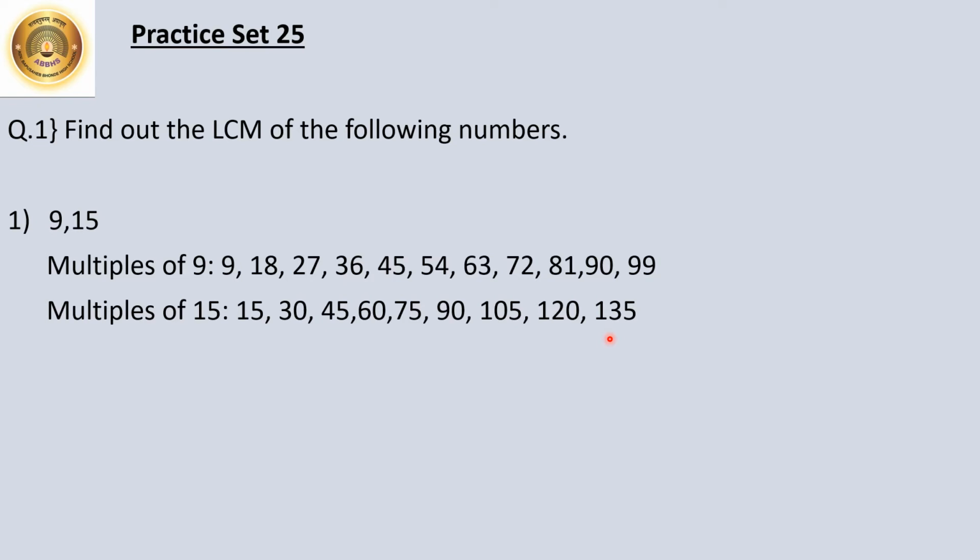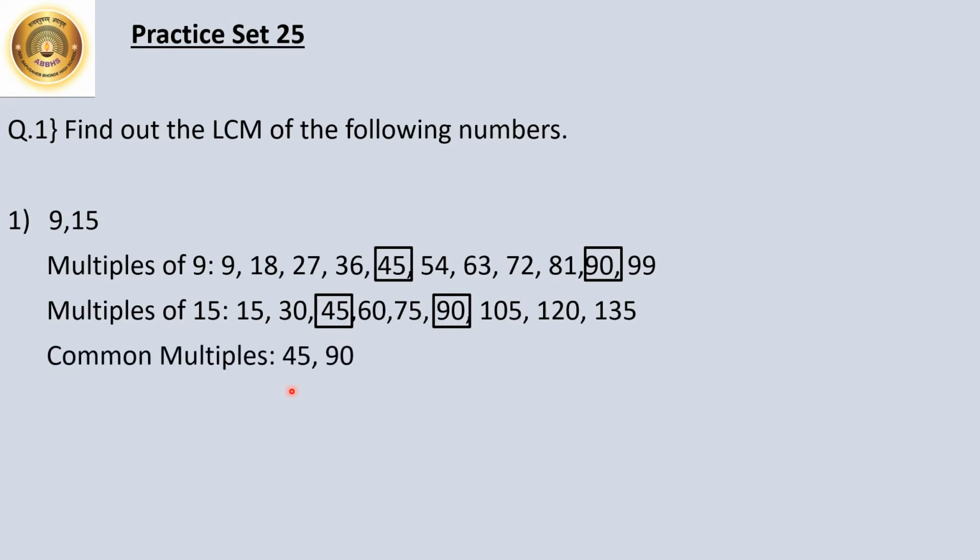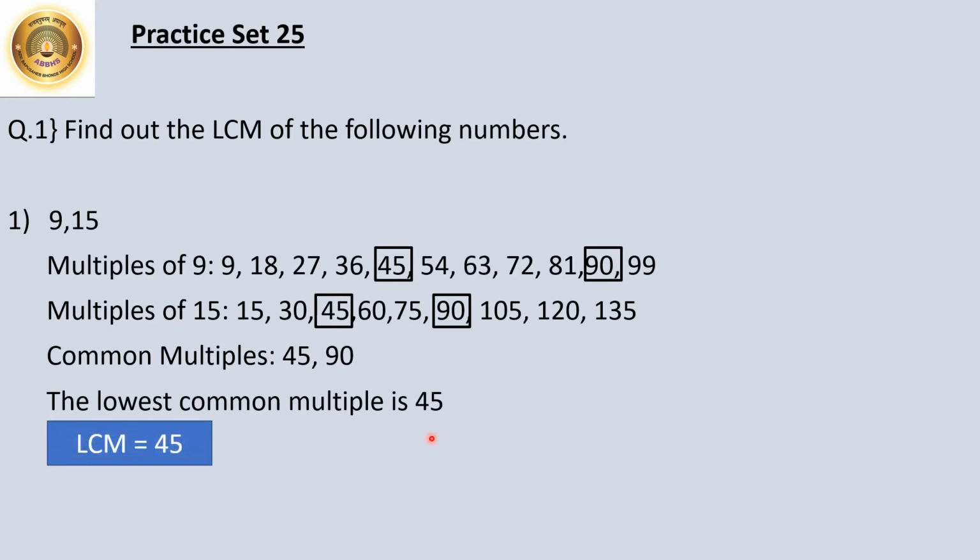Now find out common multiples. See here, 45 is common, 90 is common. So write common multiples, 45 and 90. 45 is the lowest common multiple. So the lowest common multiple is 45. So write the answer in the box. LCM is 45.